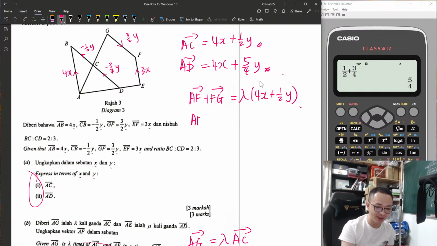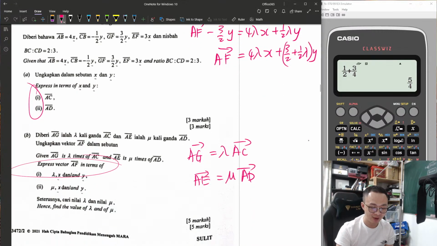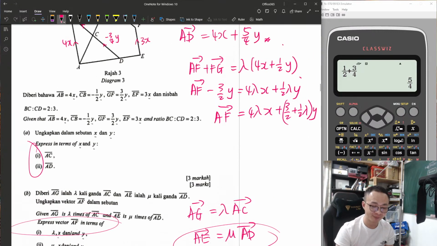Okay, so I want to express AF. I have FG, which is negative 3 over 2y, if you want to know that. This is 4 lambda x plus half lambda y. Then I get the AF now. So it's 4 lambda x, and this one I throw to the other side, plus 3 over 2y. So I can say it's 4 lambda x plus (3 over 2 plus half lambda) y. Done.